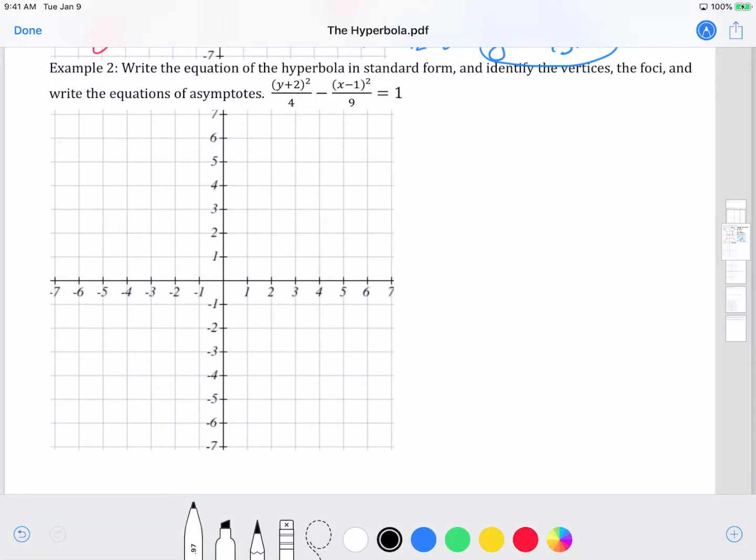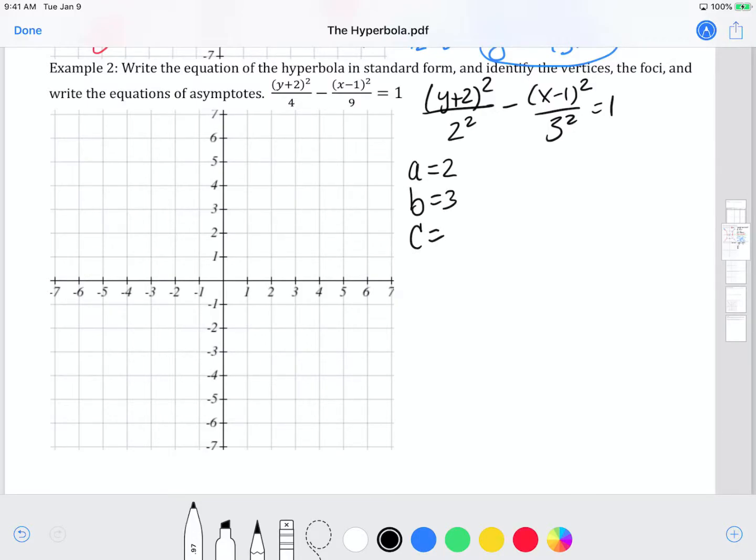For my second example, to put this in standard form, notice it's pretty close to standard form now. I just have to rewrite the denominator as something squared. So I have (y + 2)² over 2² minus (x − 1)² over 3² is equal to 1. Notice since my y term comes first, my transverse axis is going to run vertically. My value of a is 2. My value of b is 3.